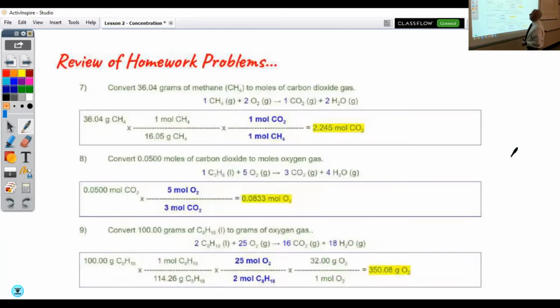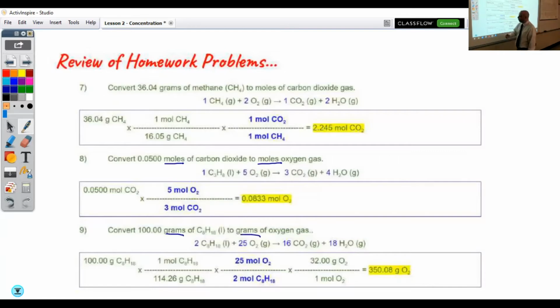We take a look at numbers 7, 8, and 9. Again, here we have a 2-step problem from grams to moles. So we go from grams of methane to moles of methane to moles of carbon dioxide. And again, these parts that I have shaded in blue, those are the ones that are coming from the coefficients in the balanced equation. In question number 8, notice that we're starting in moles and we're finishing in moles. So this is a 1-step problem. The only step that I need in this problem is that mole to mole conversion using the coefficients from the balanced equation. In question number 9, we have another gram to gram problem.